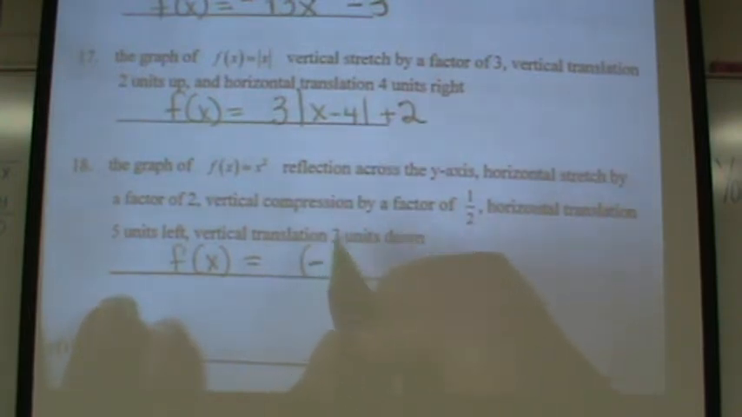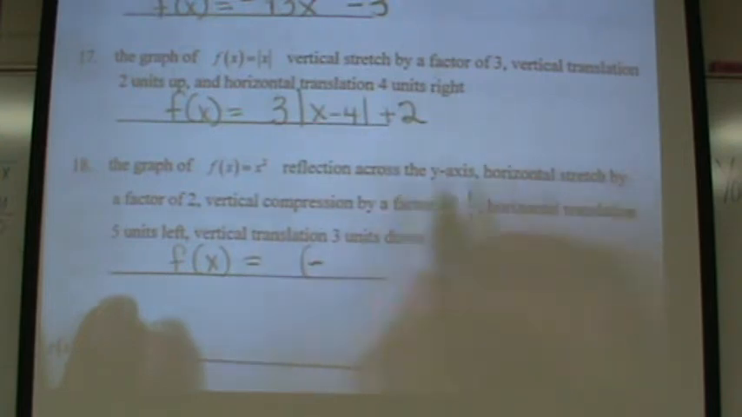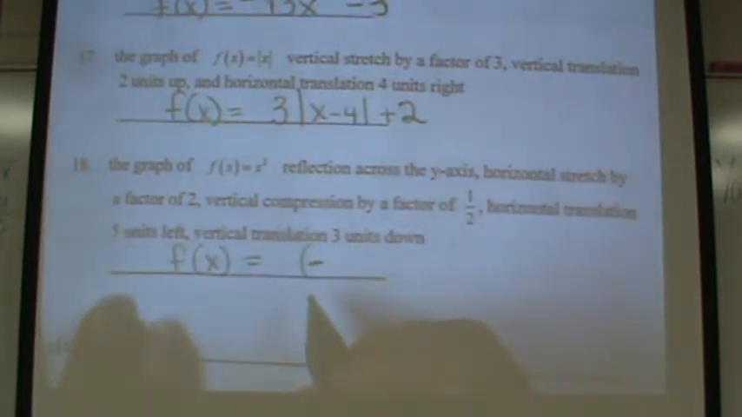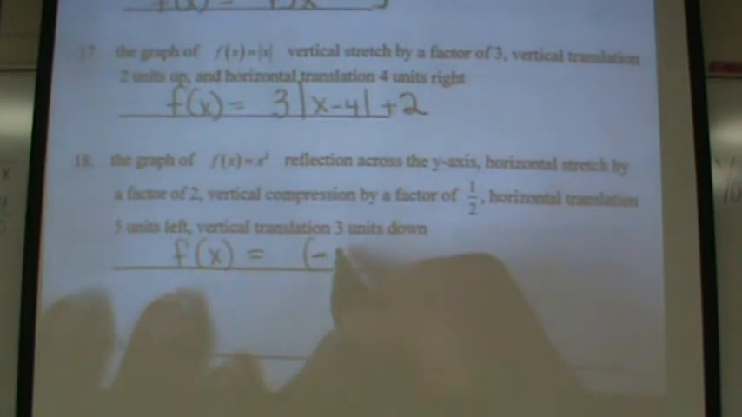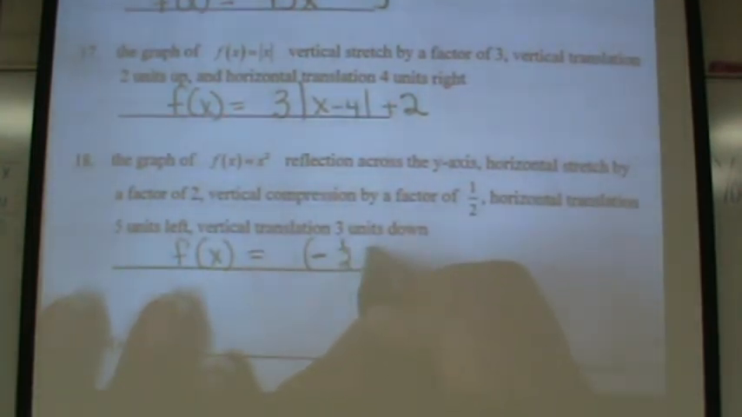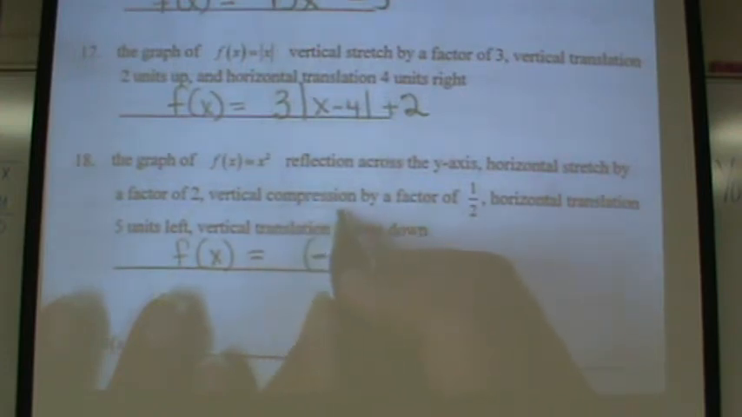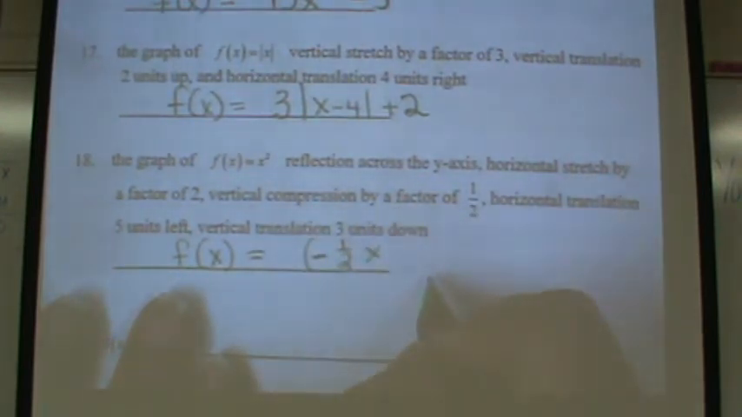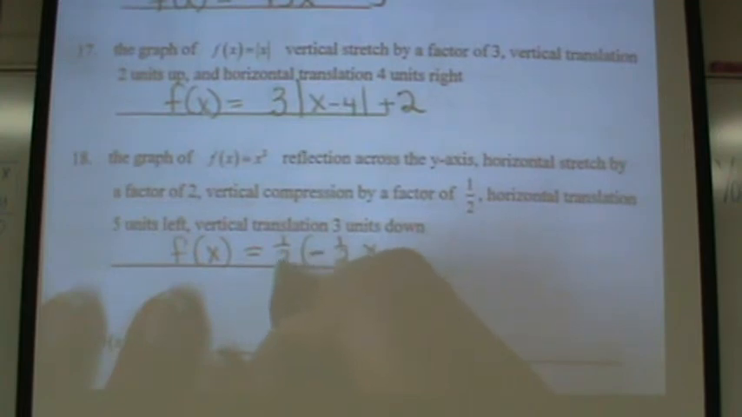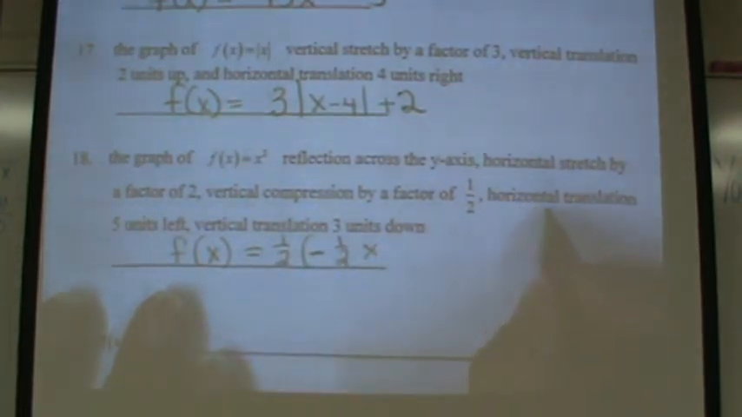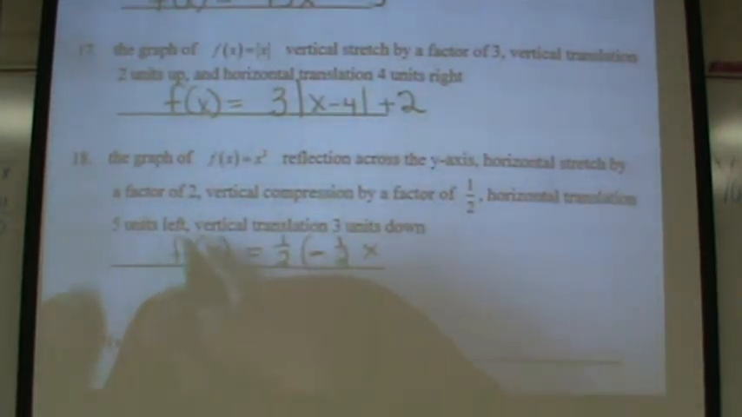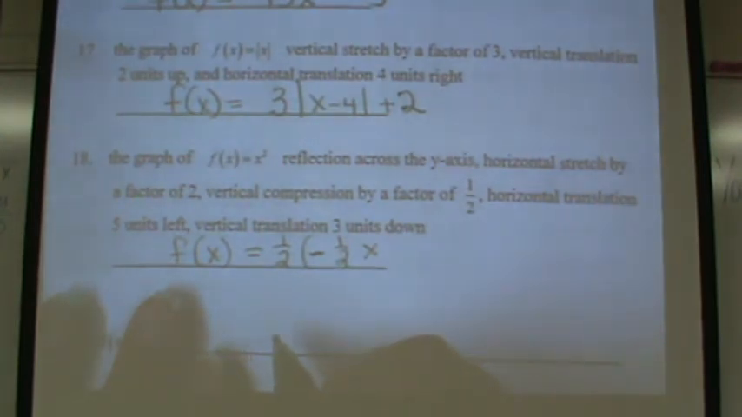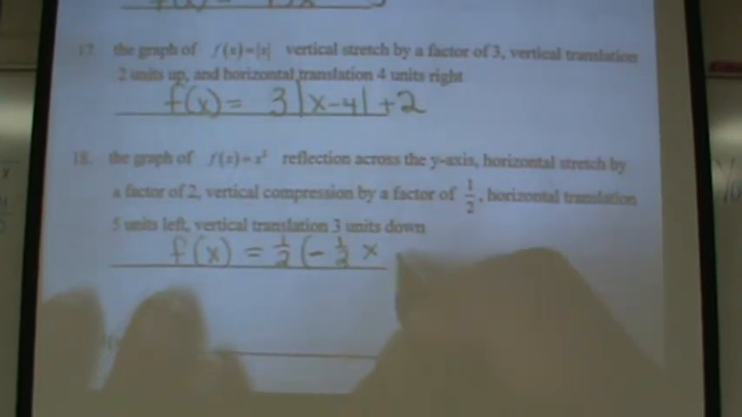Okay. We're going to horizontally stretch this by a factor of 2, so it'll be negative 1/2 inside. And we want to vertically compress this by a factor of 1/2, so 1/2 on the outside. And we want to horizontally translate it 5 units left. Ooh, let's see if you can do this one. Horizontally translate 5 left, plus 5.